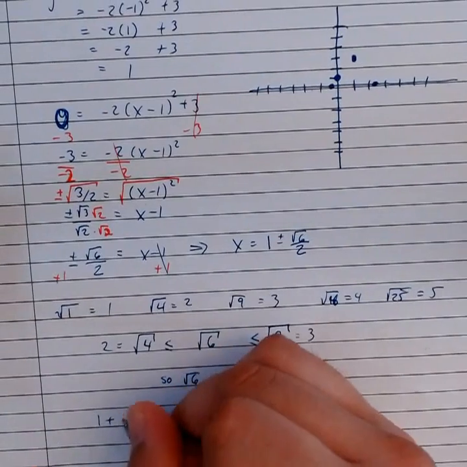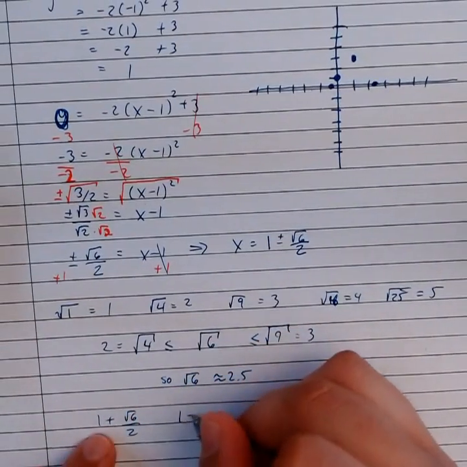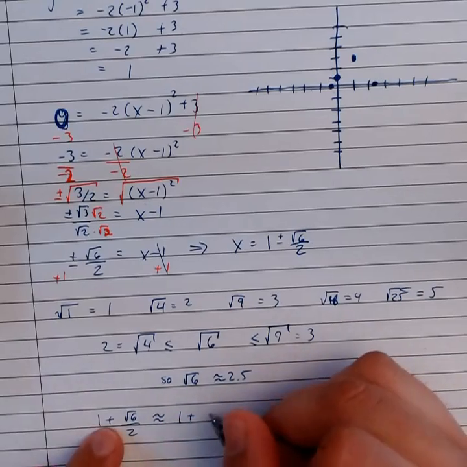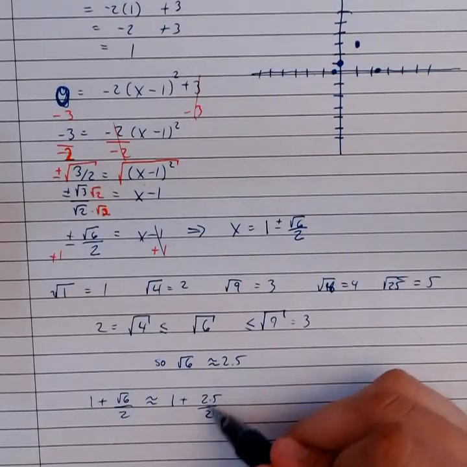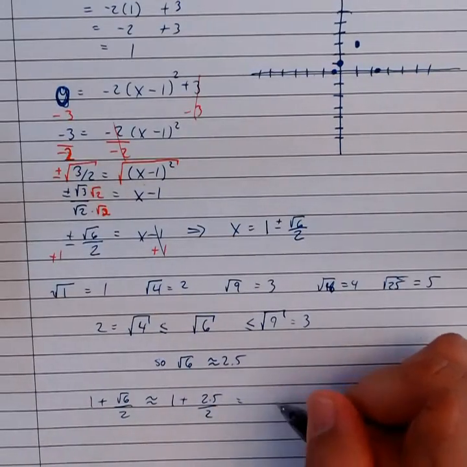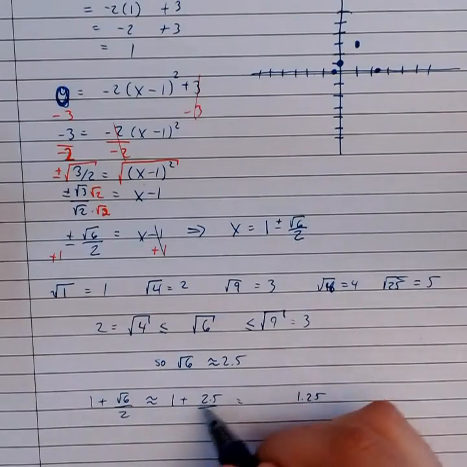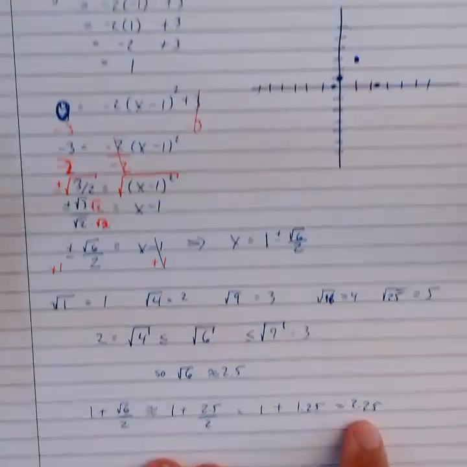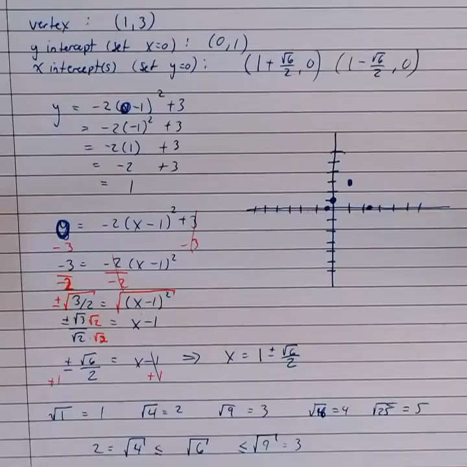1 plus square root of 6 over 2. That's about the same as 1 plus 2.5 over 2, and we know how to do those. If you take 2.5 divided by 2, that's 1.25. Oh, so 1.25 plus 1, that's 2.25. So 1 plus the square root of 6 divided by 2 is about 2.25.